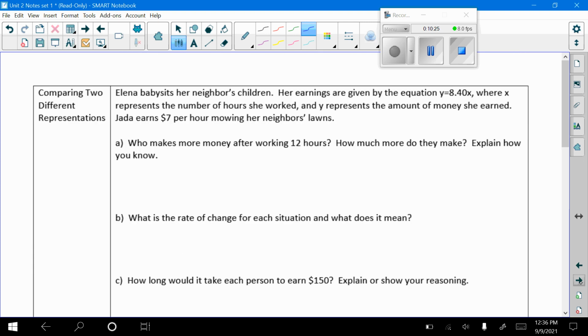Next page. Comparing two different representations. Okay, so I'm going to have you compare two representations. Alina babysits her neighbor's children. The earnings are good. Oh, here's my equation right here, my function, where X represents, so X equals number of hours she worked. Y equals the amount of money she earned.